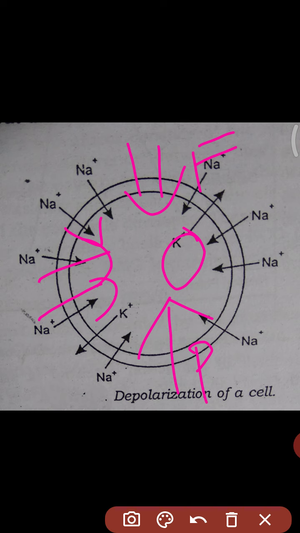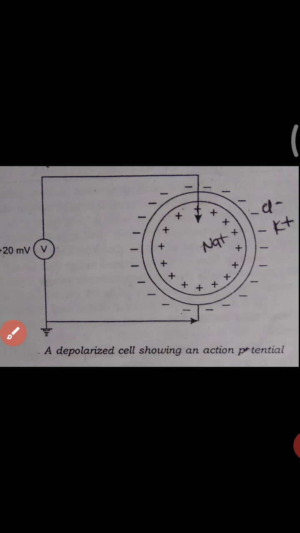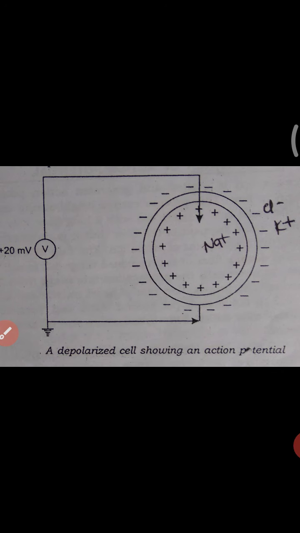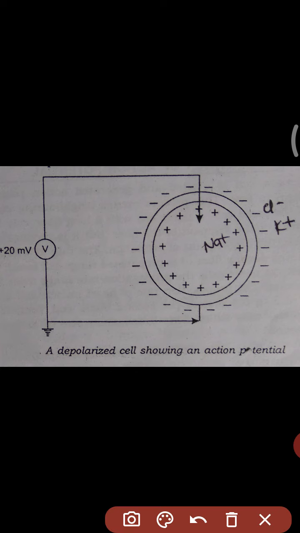So it is a much higher potential inside the cell. This cell potential is known as the action potential, which generally ranges up to plus 20 millivolts. In other words, when the cell is excited, it gets depolarized and leads to an action potential. The process of changing from the resting state to the action potential is called depolarization. This is how the resting and action potentials are represented.